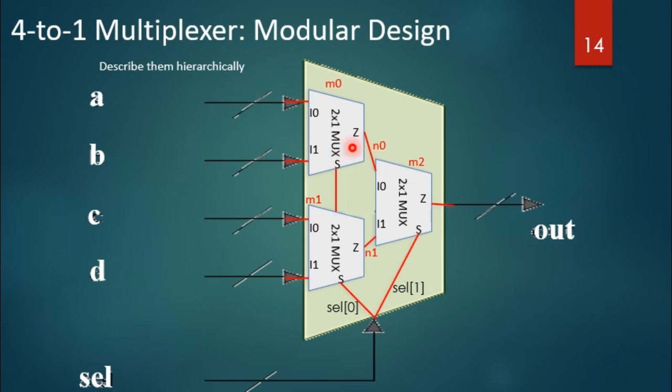So here, because you need to connect the outputs of the multiplexers to the inputs of the third multiplexer, you need the internal connection, or what we call wire.